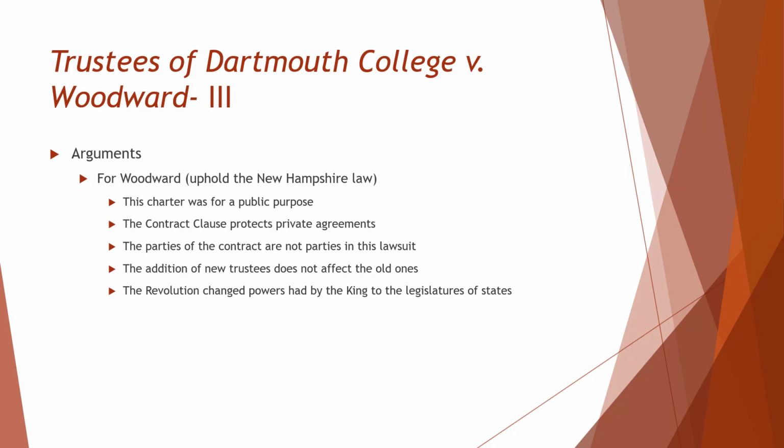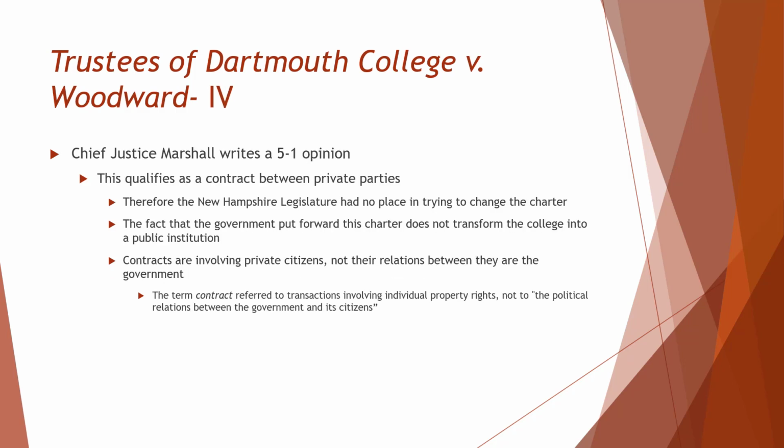They also said there was this thing called the American Revolution that took powers of the British government and devolved them to states. So the state has the same powers over public institutions as the king. Now, it's a 5-1 decision. We have concurring opinions from Justices Story and Washington, and I think it was a dissent without an opinion from Justice Duval.